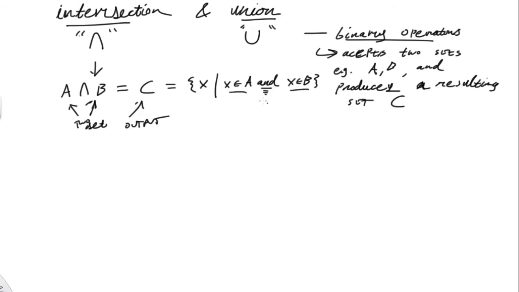So set inclusion, it's conditioned on set inclusion for both A and B, and that forms my output. All right, so that's a very straightforward thing. And of course the union, A union B, that equals my new C. That's going to be defined as follows: the set of objects X such that X is an element of A, or, and that's a different logical operator, X is an element of B.